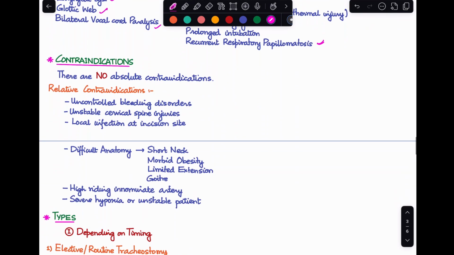Now, let's try to understand what are the contraindications of tracheostomy. Very important to remember here is the fact that there are absolutely no absolute contraindications for performing tracheostomy. If a patient urgently needs it, you can perform it. However, there are some conditions which are relative contraindications to performing a tracheostomy, which can be dealt with, but if indeed a patient requires a tracheostomy right at that point of time, these won't hold true.